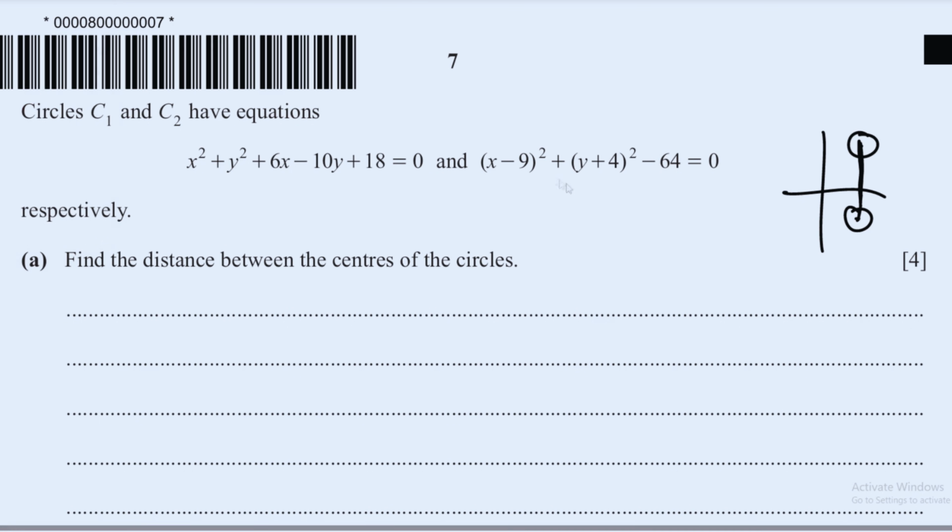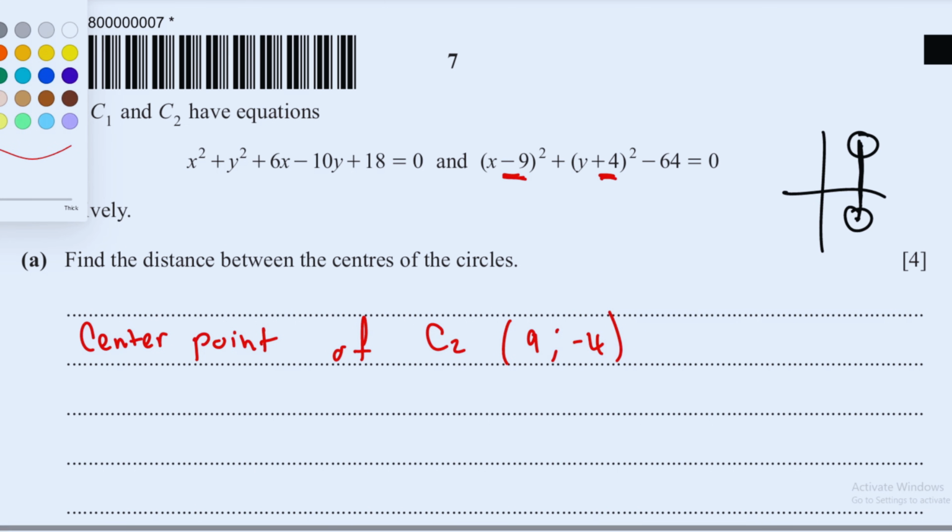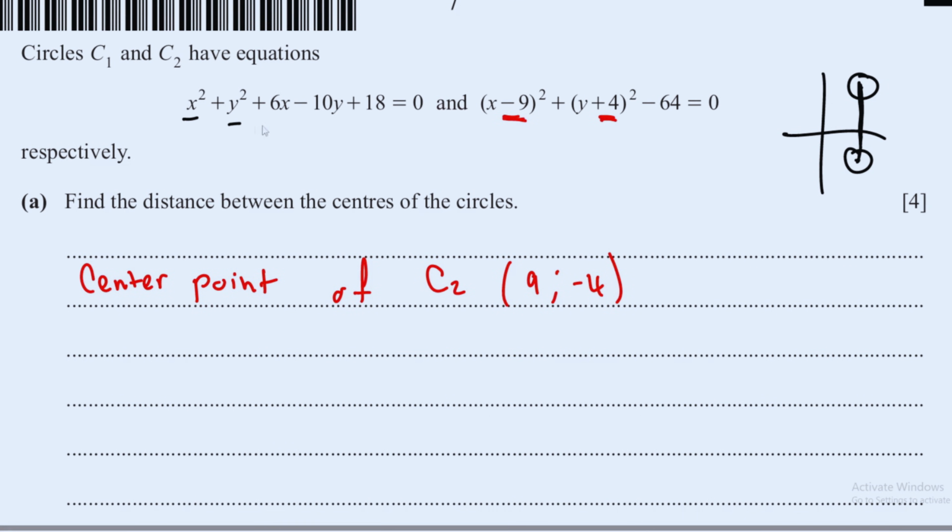So the first center point is quite easy to find. By now, you should know that we just flip these ones around. So we can say the center point of C2 is going to be, if I flip them around, (9, 4). That's going to be my first center point. But now, it's a little bit tricky to find the second center point because it's given to us in x squared plus y squared plus 6x minus 10y plus 18.